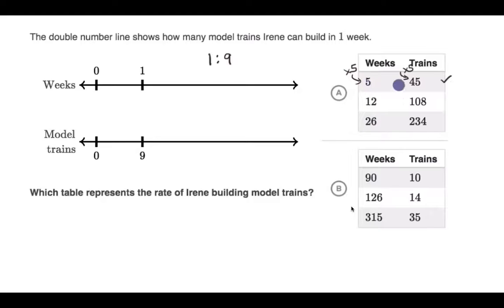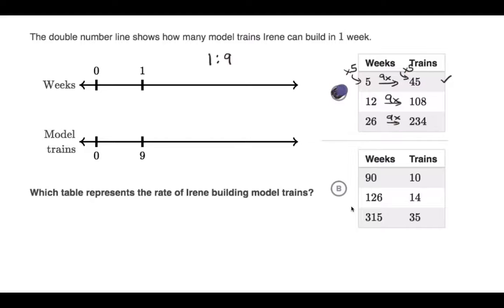Now, another way to think about it is 45 is 9 times 5. So 9 times. That's big brain. That might be an easier way to think about it. Over here, 12 to 108. Well, that's once again 12 times 9 is 108. And then 26 to 234. Let's see, 26 times 10 would be 260 minus 26. Yeah, it would be 234. So this is 9 times. So in all of these cases, the ratio of weeks to trains is 1 to 9. So this one is looking good.